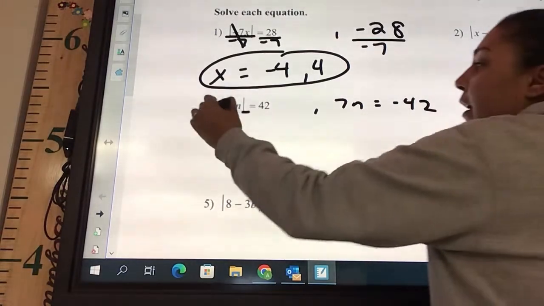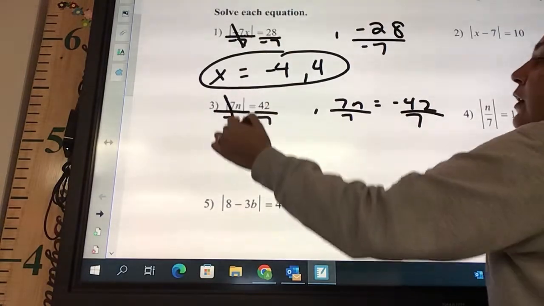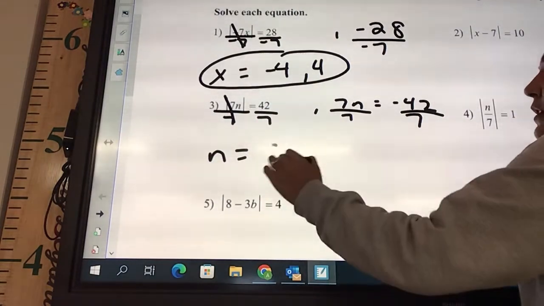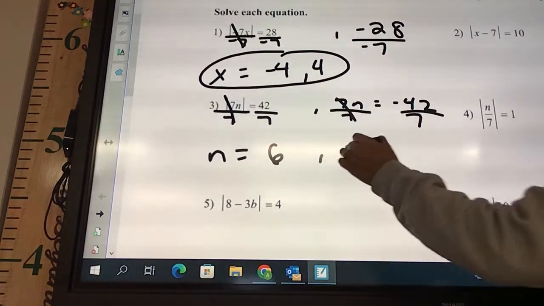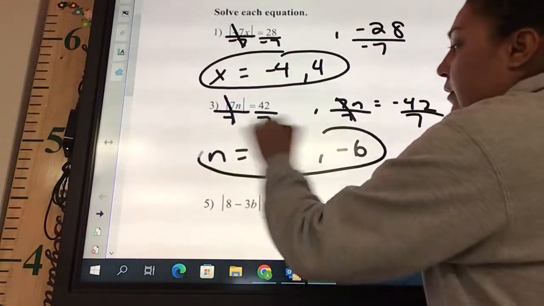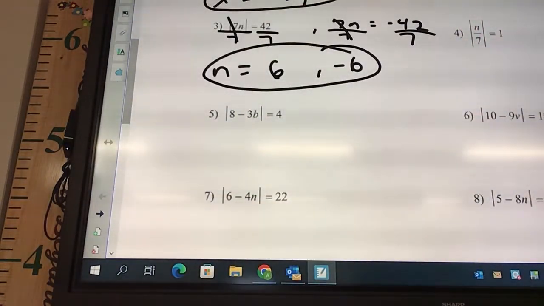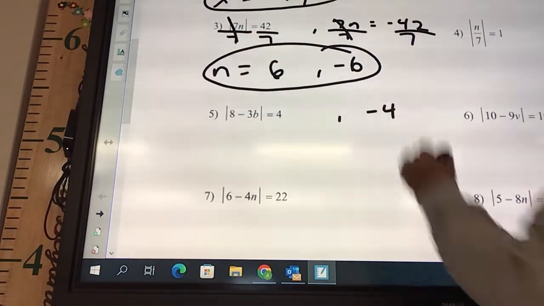So you're going to say divide by 7. It just creates more numbers that you have to do. Okay? 42 divided by 7 is 6. Negative 42 divided by 7 is negative 6. Okay, 5. We're going to say comma, negative 4.